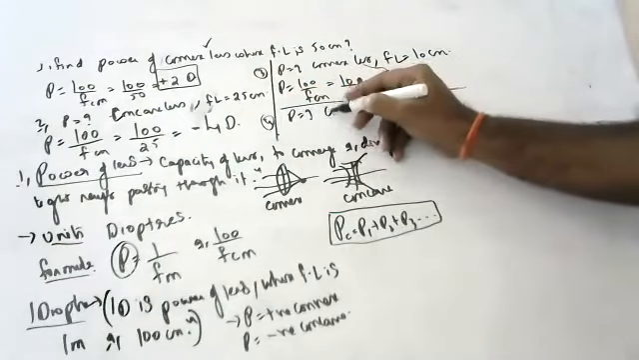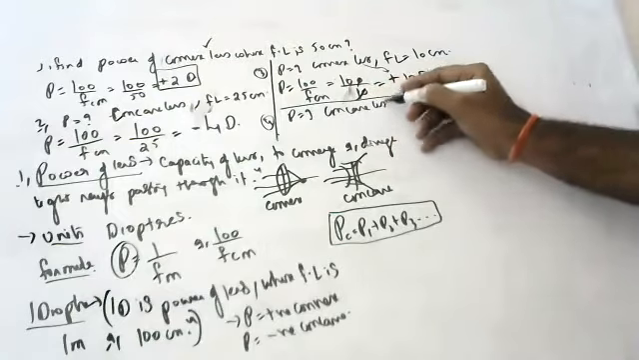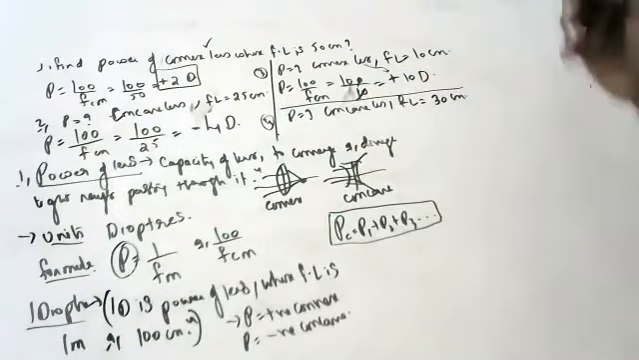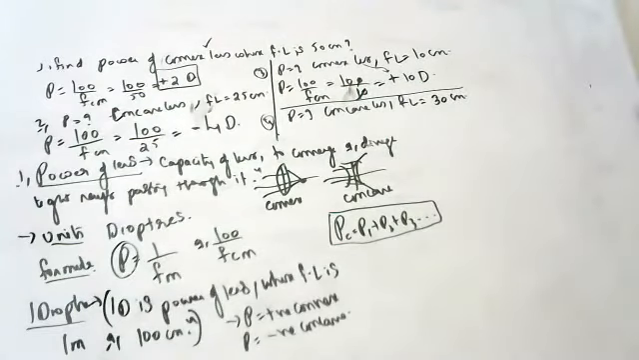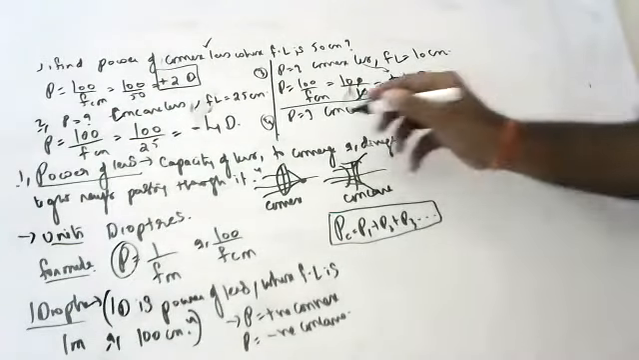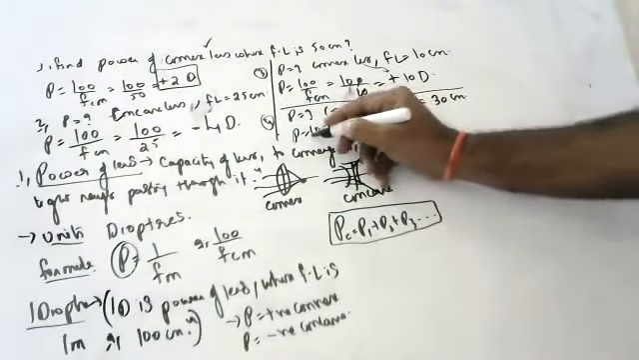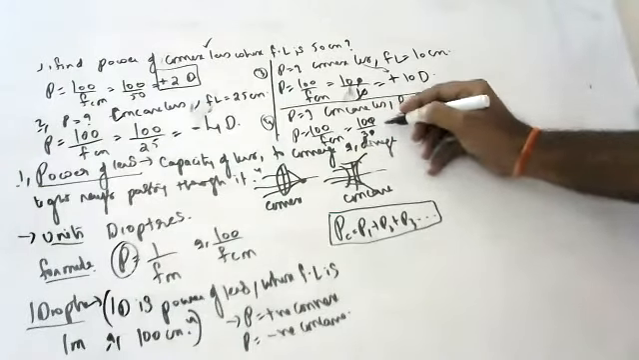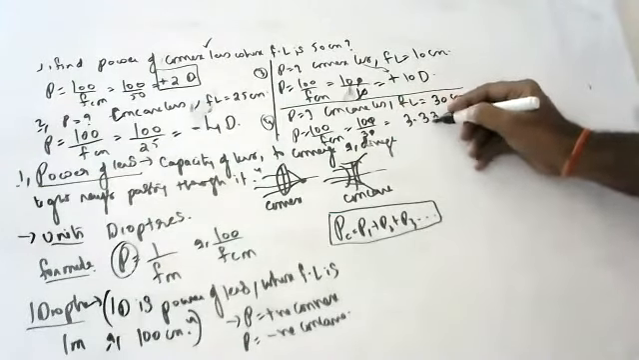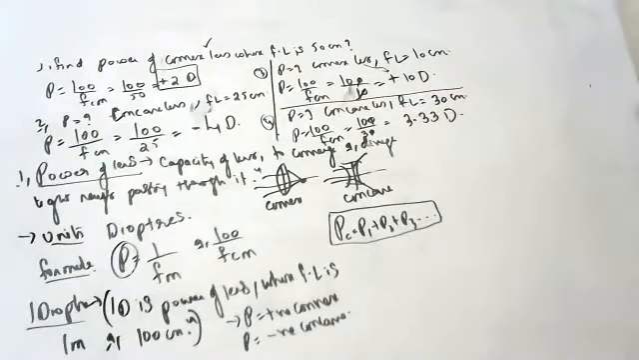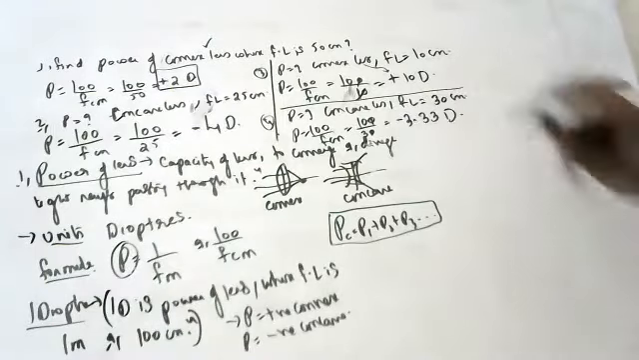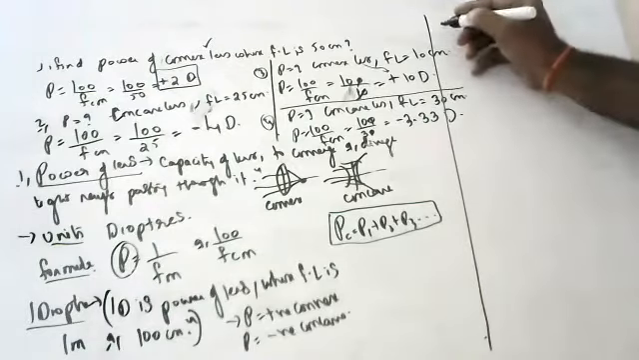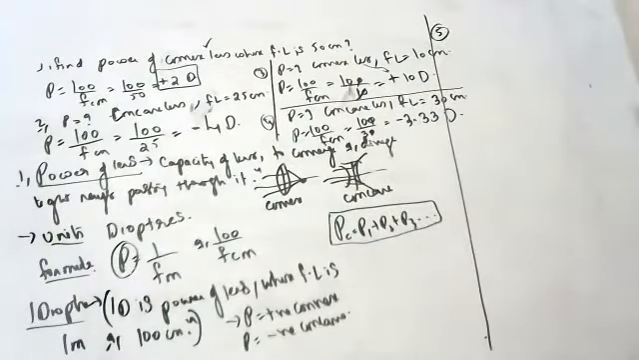Find the power of a concave lens whose focal length is 30 centimeters. Pravika? Yes, sir. P is equal to 100 by f in centimeters, equal to 100 by 30, equal to minus 3.33. Minus. Why? Because it is a concave lens. Children, you should be careful with plus and minus. If you don't put plus and minus, they will not give marks, children.